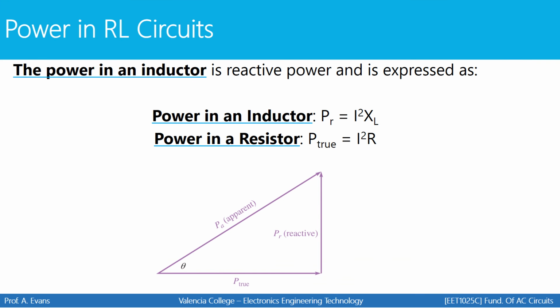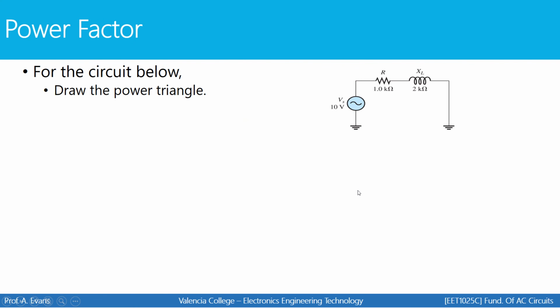If we're looking at RL circuits, the power in an inductor is going to be determined by I squared times XL. We still have the true power dissipated by the resistor. And now notice that the orientation of the power triangle is shown with your reactive power pointing up instead of down. So for an inductive circuit, your power triangle is going to change and your vertical axis is going to point up instead of down. Other than that, everything we've used thus far will still apply to a circuit with an inductor.